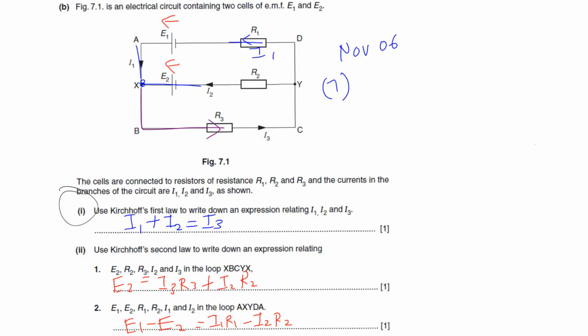Understand that? So the final one, AXYDA. If you're moving this way, the direction of travel is from here, so that means same direction as EMF, so it's positive E1. But if I come down here from X to Y, the direction of travel and direction of EMF are opposite, so it's minus E2. Then what about the PD? If I'm moving from here to here, my current through R2 is opposite. Can you see that? So therefore it's negative I2 R2. But when I come to here, my current is in the same direction as travel, so it's positive I1 R1. Okay?